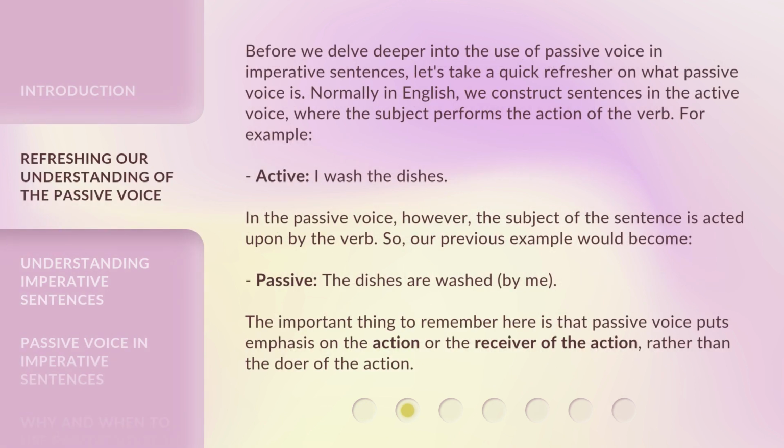Before we delve deeper into the use of passive voice in imperative sentences, let's take a quick refresher on what passive voice is. Normally in English, we construct sentences in the active voice, where the subject performs the action of the verb. For example, active: I wash the dishes. In the passive voice, however, the subject of the sentence is acted upon by the verb. So, our previous example would become passive: the dishes are washed by me. The important thing to remember here is that passive voice puts emphasis on the action or the receiver of the action, rather than the doer of the action.